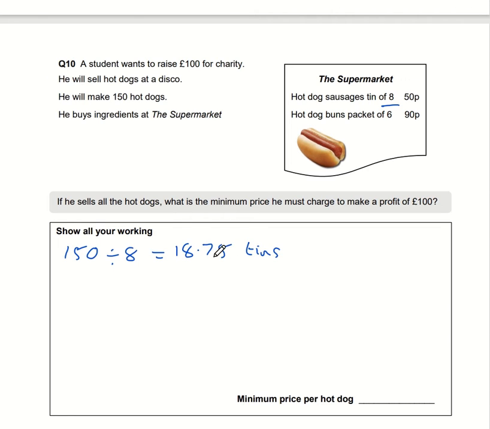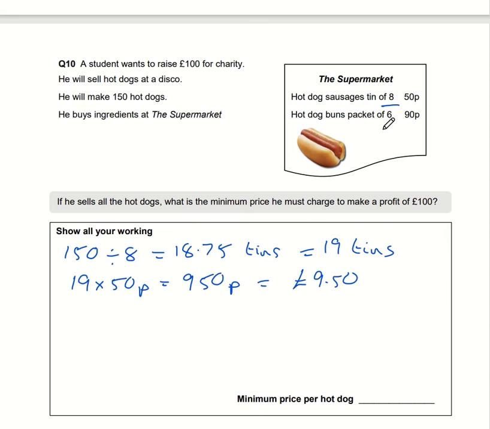Obviously you can't buy 0.75 of a tin, so we're just going to have to round that up to 19 tins. So what is the cost of 19 tins? Well, it's going to be 19 times 50p, which is 950 pence. So that in pounds is £9.50.